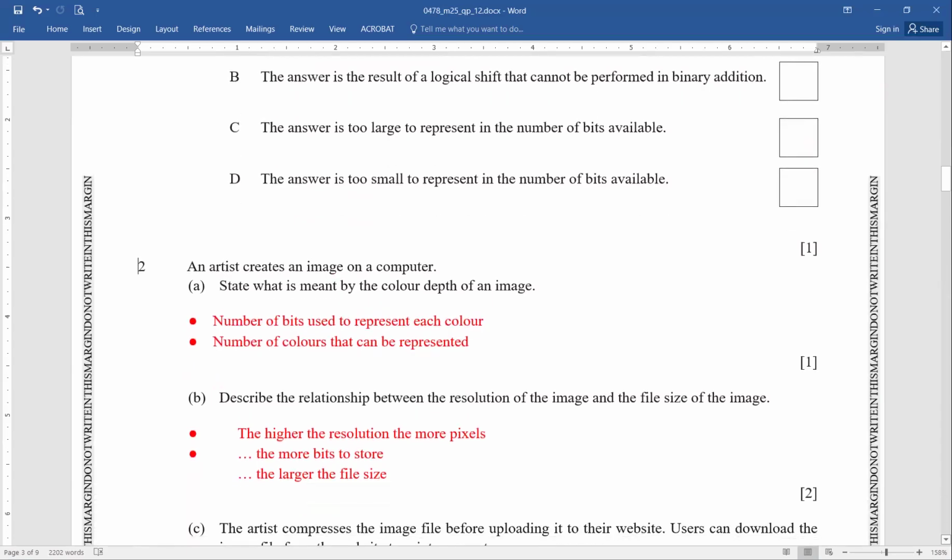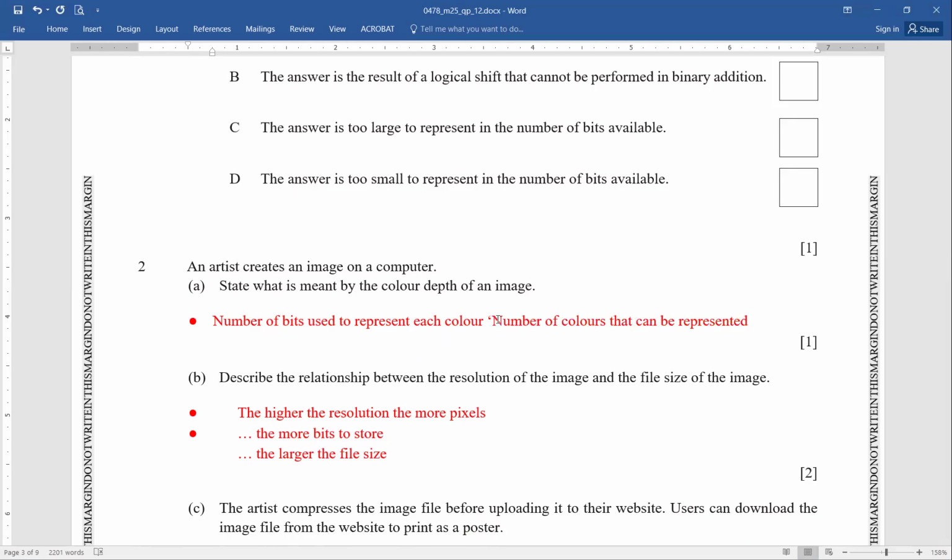An artist creates an image on a computer. State what is meant by the color depth of an image. The definition of color depth. A student can write number of bits used to represent each color. He will score. Or a child could have written number of colors that can be represented. So any one out of these can be written. Both are the correct ways and he will definitely be scoring the marks here.